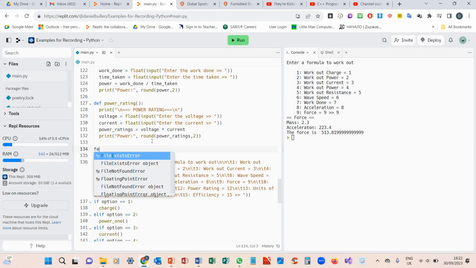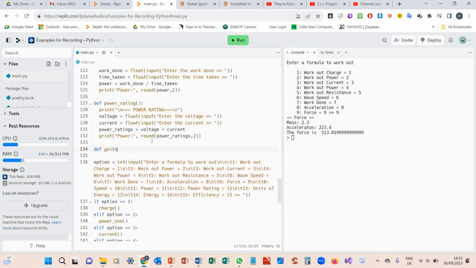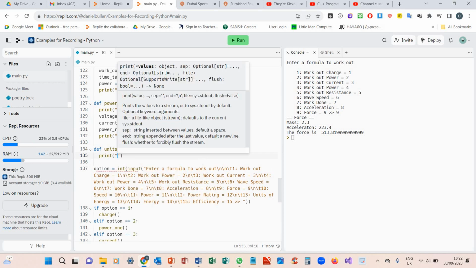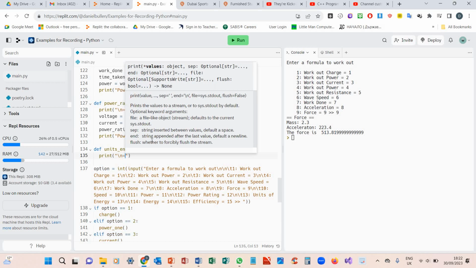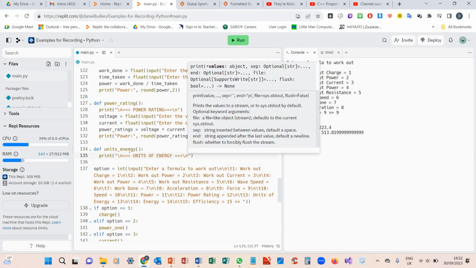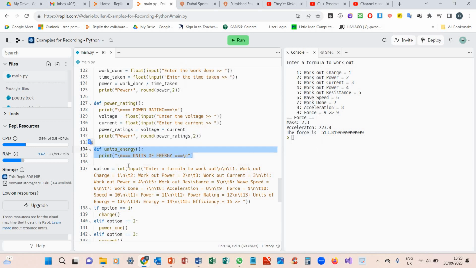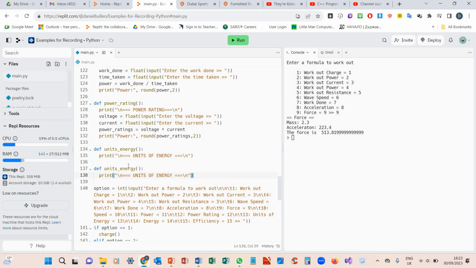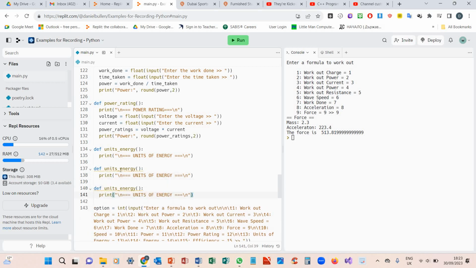So we've got def, units energy we're going to call it, just to shorten it. Units of energy. And then we're going to have energy. Just going to have energy. And then we're going to have efficiency. So there's more formulas there.